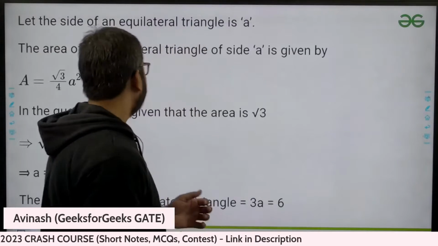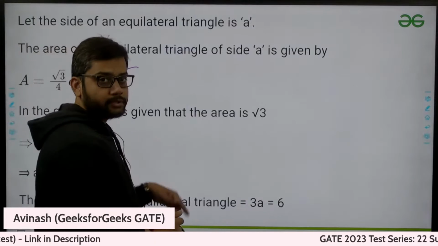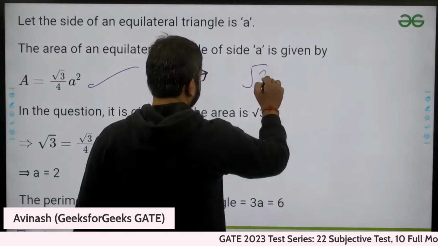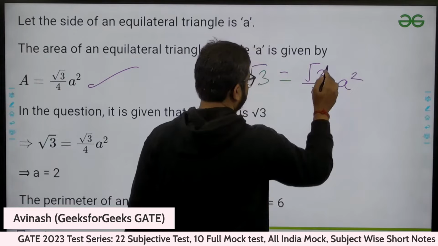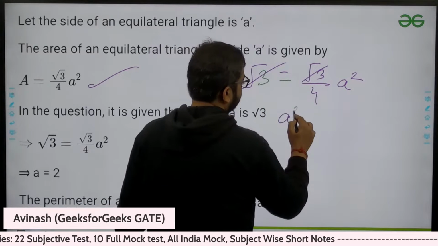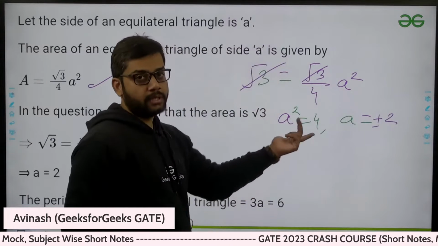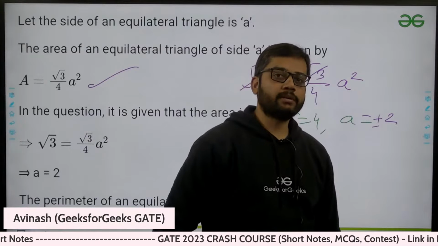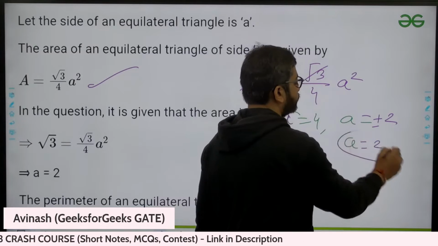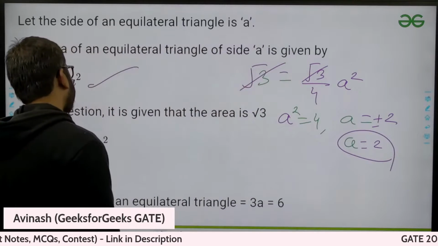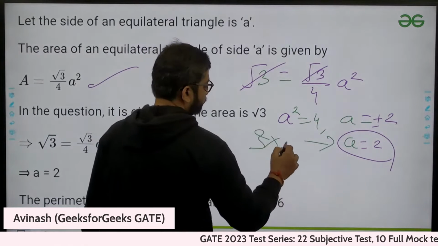The area of the equilateral triangle is √3 by 4 a square. The area is given as √3. So √3 is equal to √3 by 4 a square. √3 cancels, so a square is equal to 4. a is equal to plus minus 2. Why have we written plus minus 2? Because of the square root. But since it's an area, I'm going to ignore the negative part. a is equal to 2. We have to find the perimeter. Perimeter is equal to 3 times a, which is 3 into 2, that is 6.